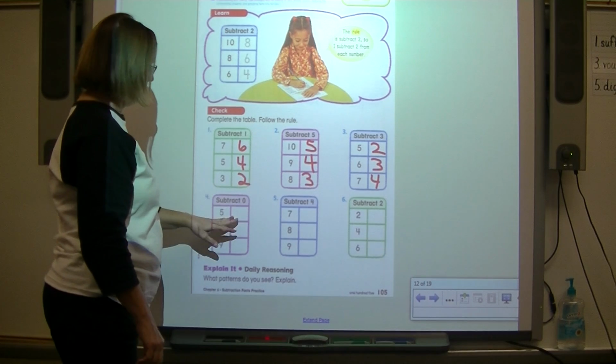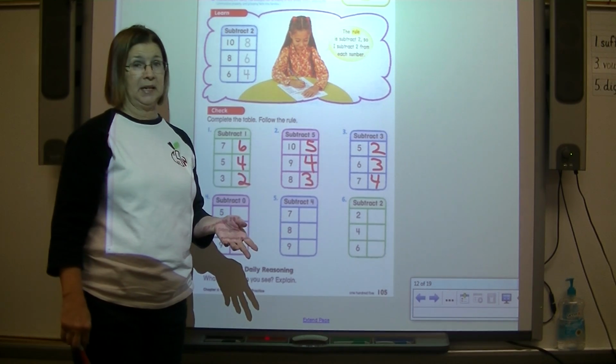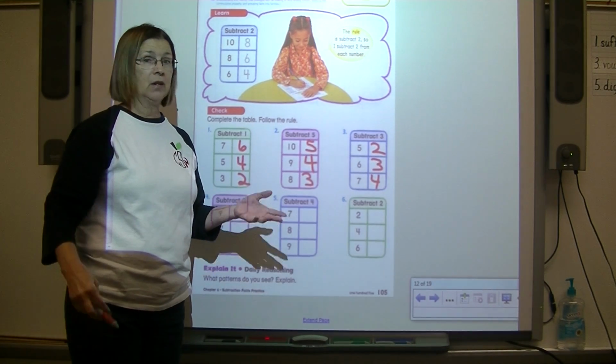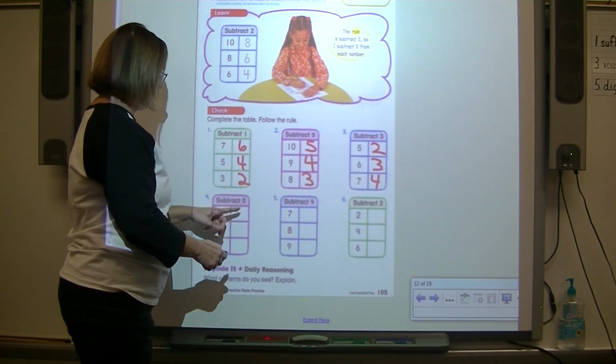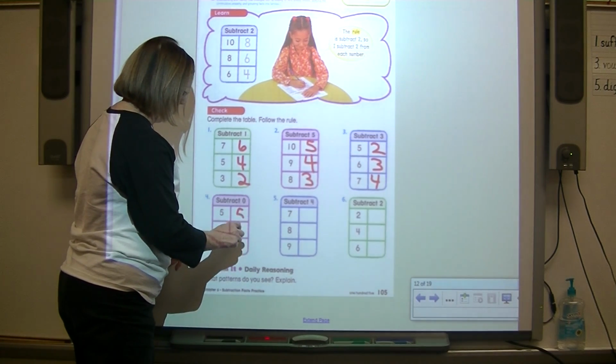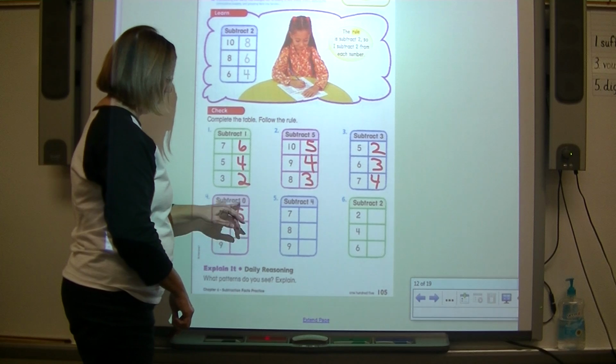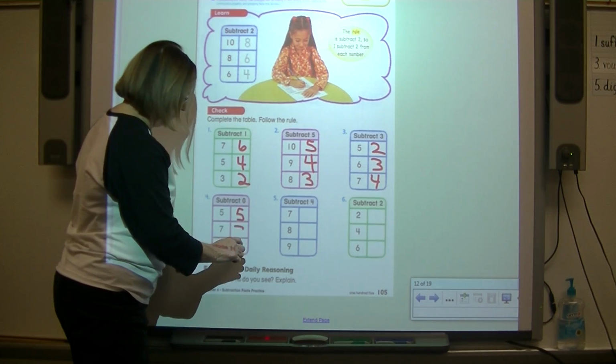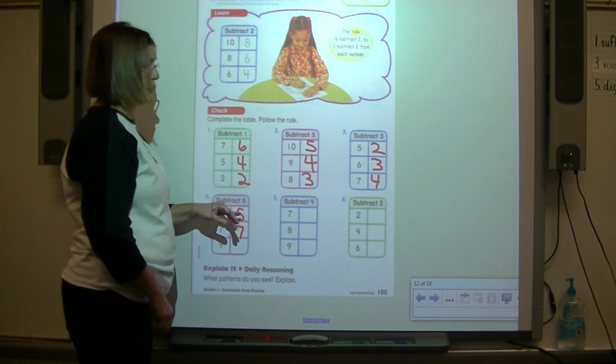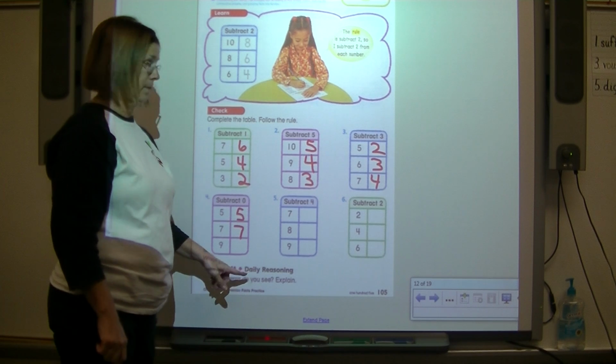Okay? Now, if you subtract 0, are you subtracting anything? Nope. Just keep what you got. 5 minus 0, don't take anything away, it's going to be 5. 7, don't take anything away, it's going to be 7. 9, don't take anything away, it's going to be what?